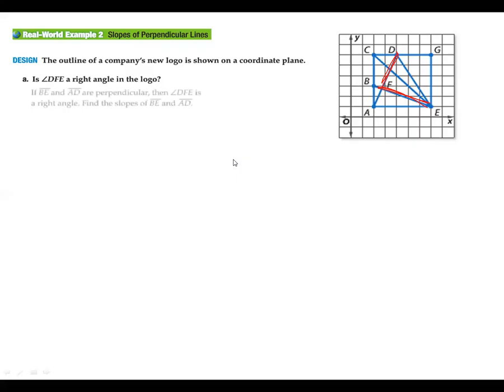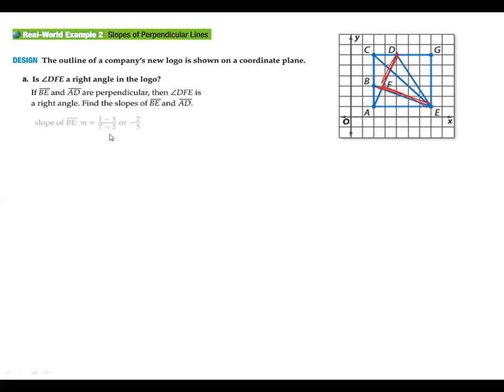Okay, so how do we figure that out? Well, the two lines that intersect are the line BE, so from B to E, right here to here, and A to D, right here to here. So if those two lines are perpendicular, then the angle at which they intersect, DFE, is a right angle. So what we have to do is find the slopes and compare them. If I find the slopes and I find that the slopes are opposite reciprocals, then I know that those two lines intersect perpendicularly, and therefore the angle is going to be a right angle.